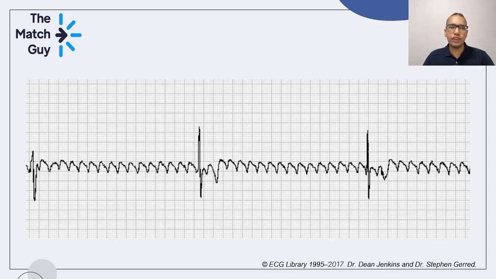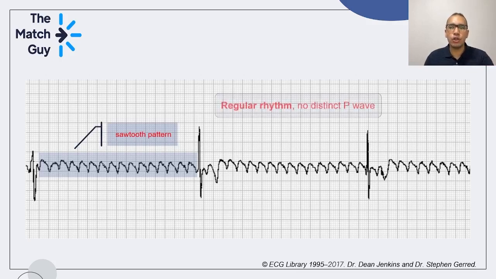Now, look at this ECG and tell me, what do you notice? Of course, go ahead and pause the video for a few seconds if you need time to think, but you will notice that these are not distinct P waves. These show a sawtooth-like pattern, and the rhythm is regular. So, a sawtooth-like pattern and a regular rhythm, these are classic clues for atrial flutter.